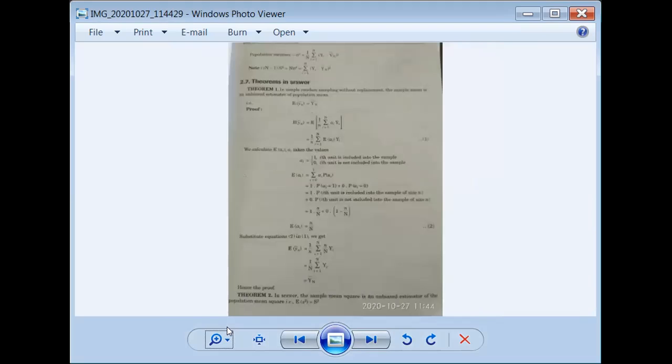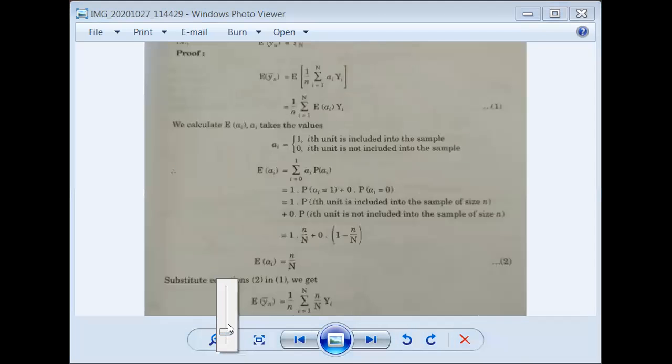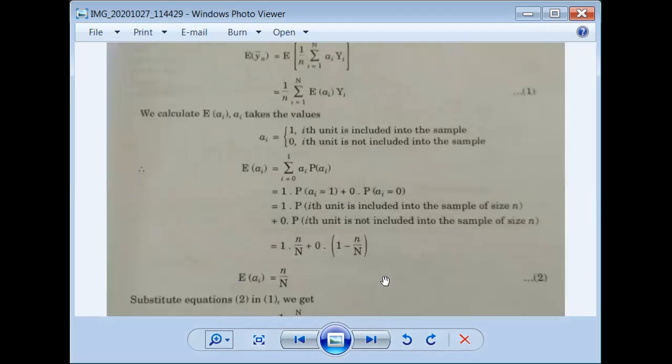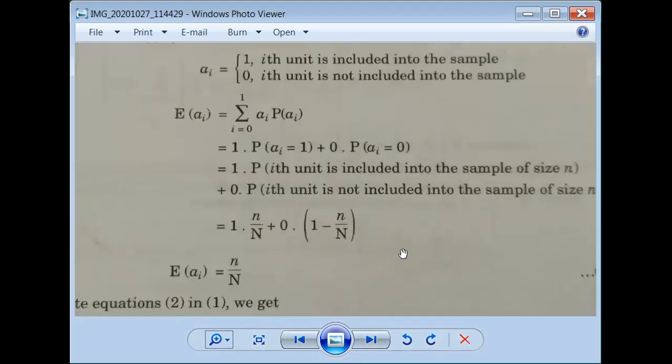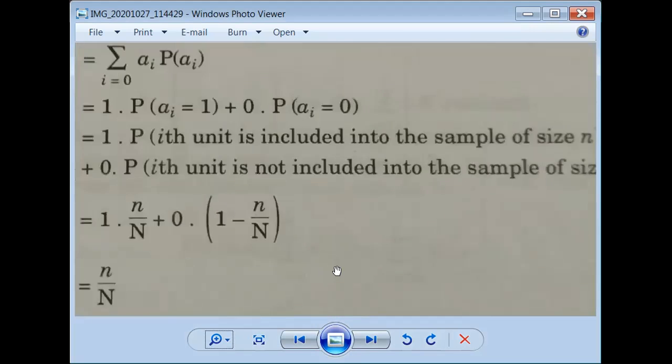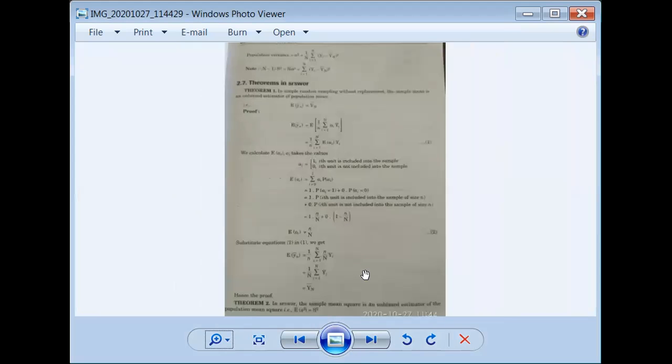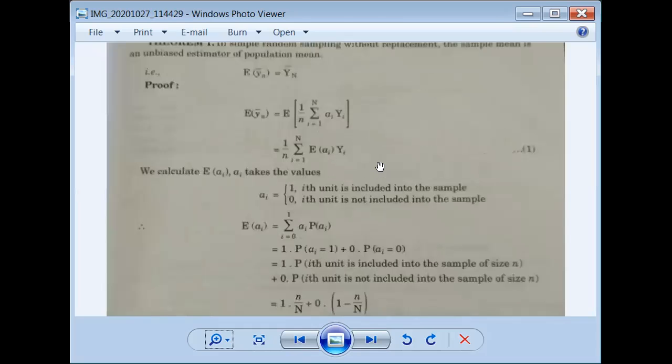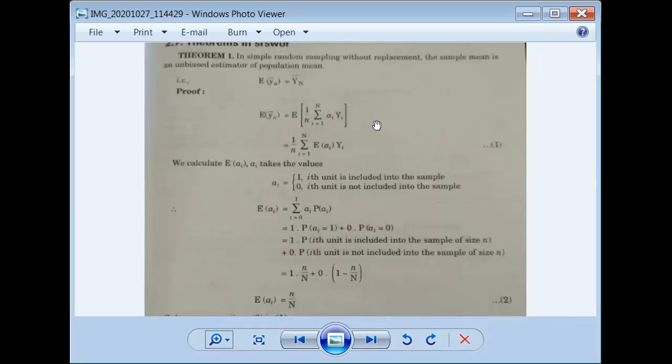So this is the proof of the first theorem: in simple random sampling without replacement, the sample mean is an unbiased estimator of the population mean.